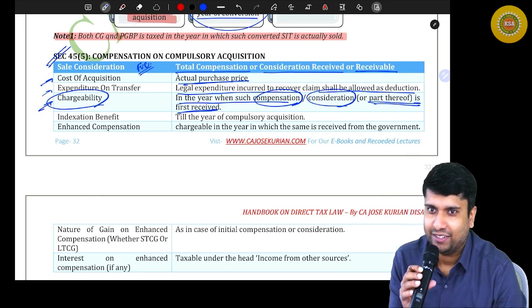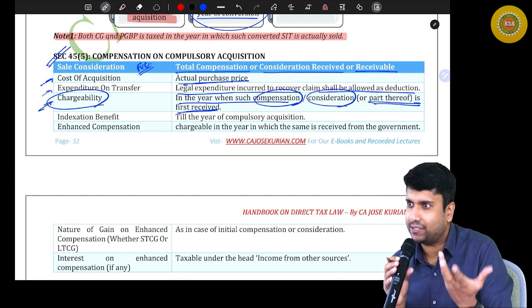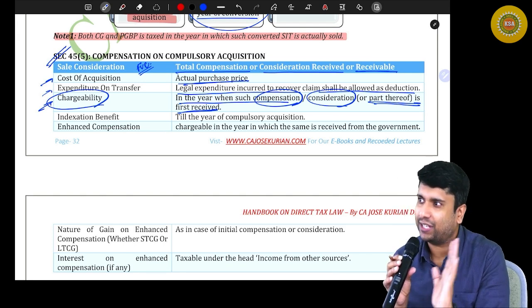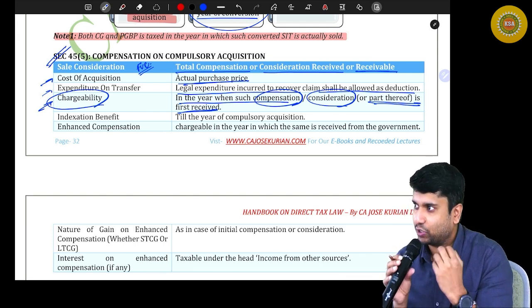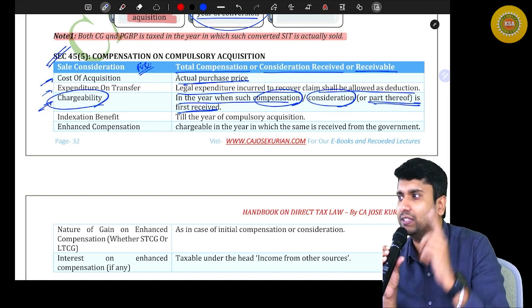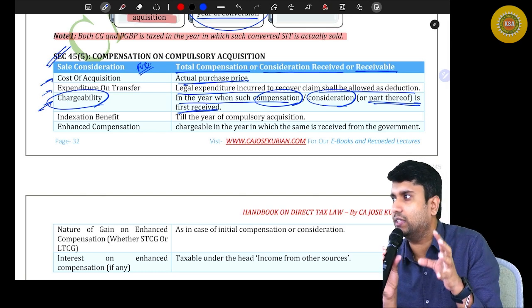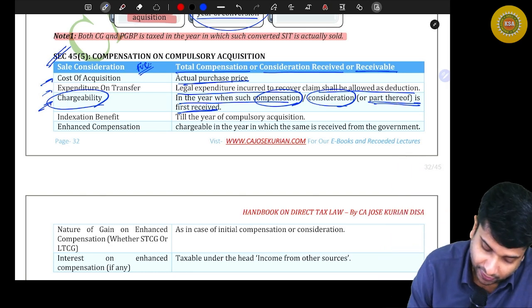Yes or no? Because it's a governmental matter, they have to follow the procedure. So the government says, don't worry, we have no plans to tax you in the year of compulsory acquisition. Rather, you pay the taxes in the year in which you receive the compensation from the government. That's what the department says.